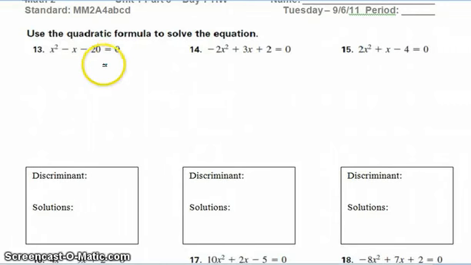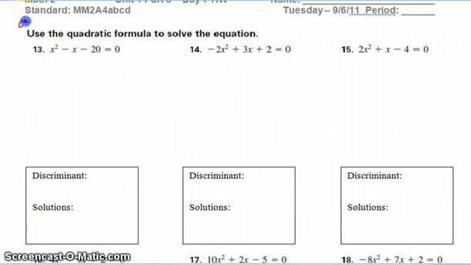Let's talk about the quadratic formula and how to actually solve problems with it. This is the sheet we had in class, and let's look at the first three problems together. If we want to solve an equation with the quadratic formula, we first have to set it equal to 0, and this one is, and then we have to identify the a, the b, and the c.